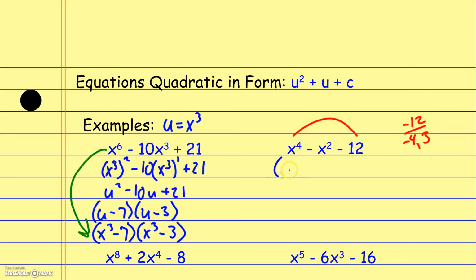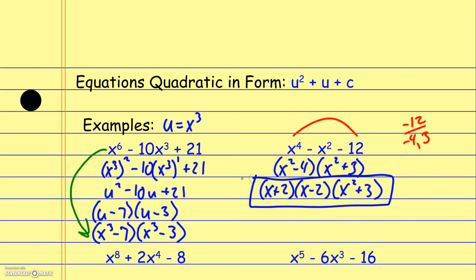So this is going to factor, instead of an x minus 4, it's going to be an x squared minus 4. Instead of an x plus 3, it's an x squared plus 3. And then from here I do as much factoring as I can. X squared minus 4 is a difference of squares. That's an x plus 2 and an x minus 2. This guy I can't really do anything with, so it's going to stay the way it is. Okay? Now it's factored completely.